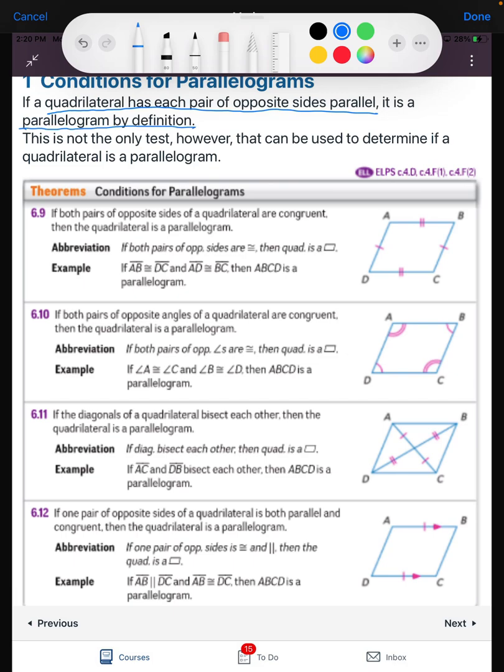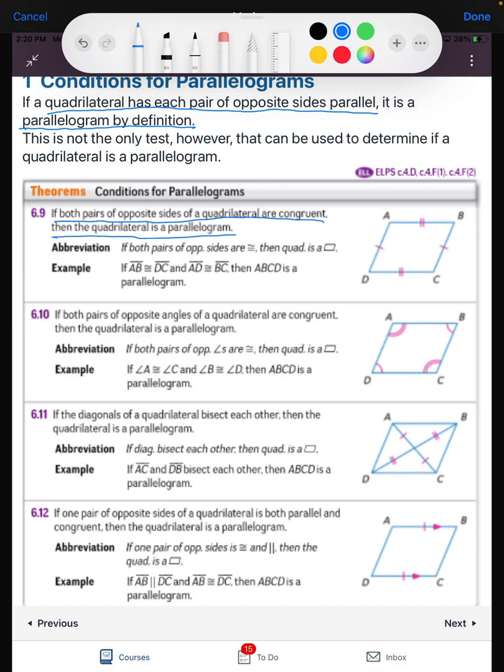This is not the only way, though, we can determine if a quadrilateral is a parallelogram. So let's take a look at the other ways we can prove that a quadrilateral, so a shape with four sides, is a parallelogram. The first one is if both pairs of opposite sides are congruent, then the quadrilateral is a parallelogram.